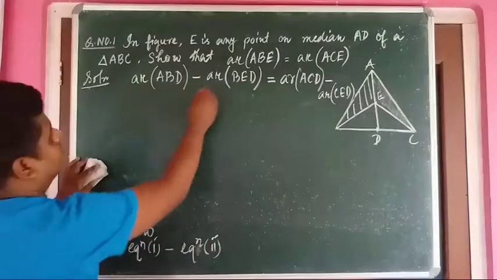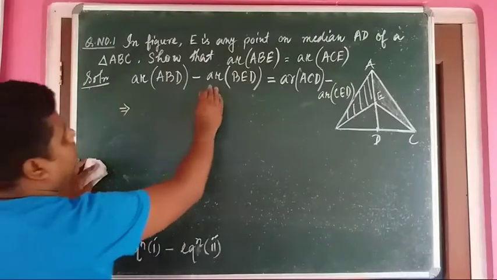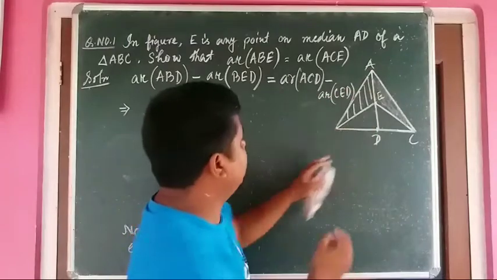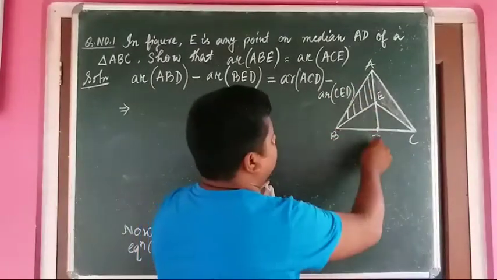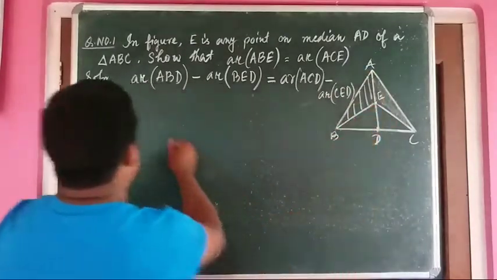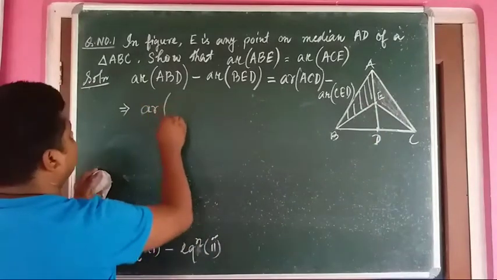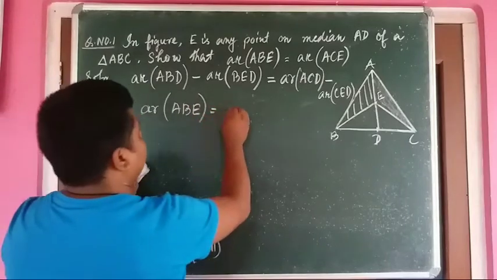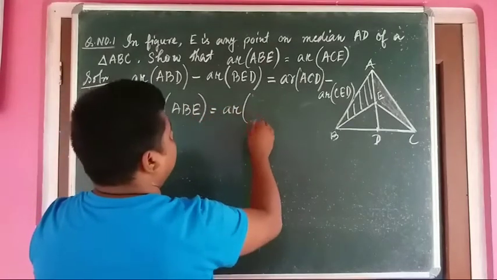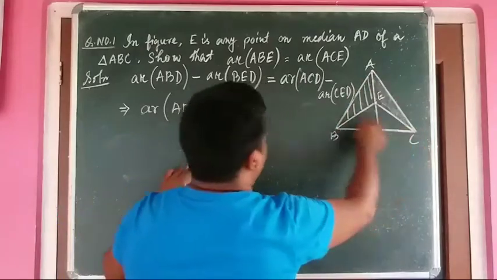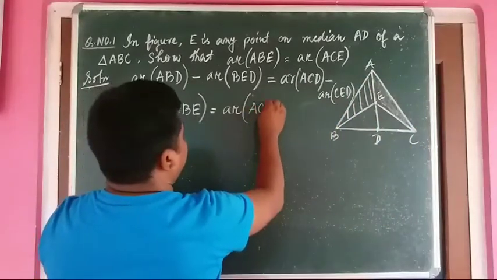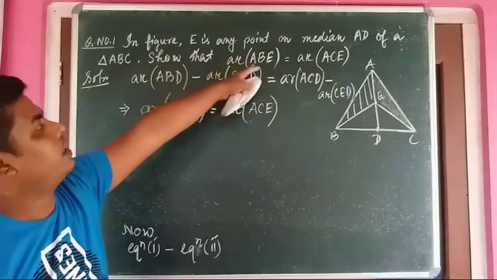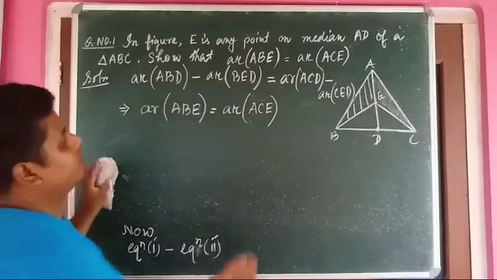After subtraction of area of BED, in ABD we are left with ABE. It will be area of ABE equals area of ACE. Now this is what we had to show: area of ABE equals area of ACE.